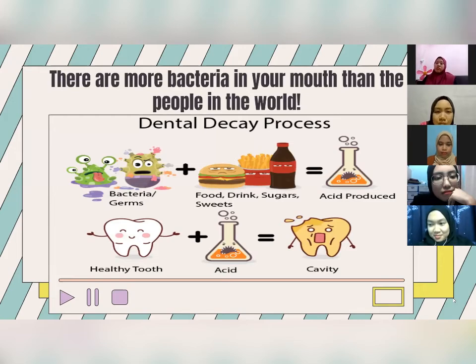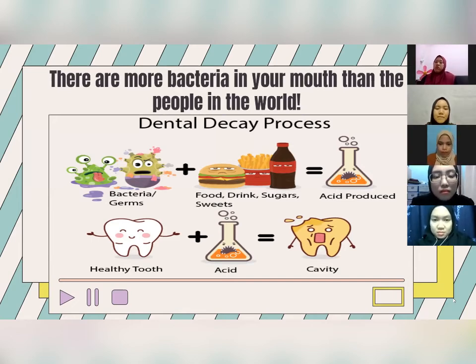In the plaque, we have bacteria. You see, there are more bacteria in your mouth than people in the world. There's a lot of bacteria, okay? So when you eat, bacteria will convert the food and drink that you eat into acid. The acid and bacteria and food combine together to form plaque.